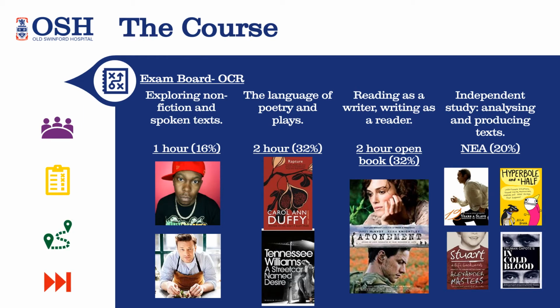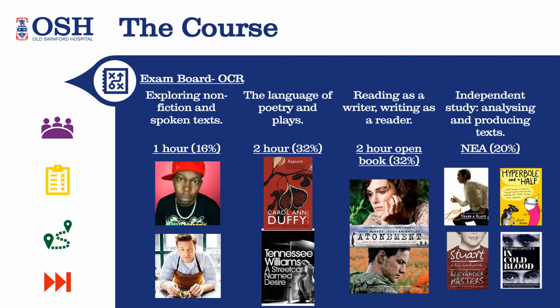The course that's offered at OSH follows the OCR specification. So the first thing that we'd suggest that you do is go onto the OCR website, type in English language and literature, and look at the specific specification that's offered. It would be useful as well to print that off ready for September. There are 4 different components to the OCR course.